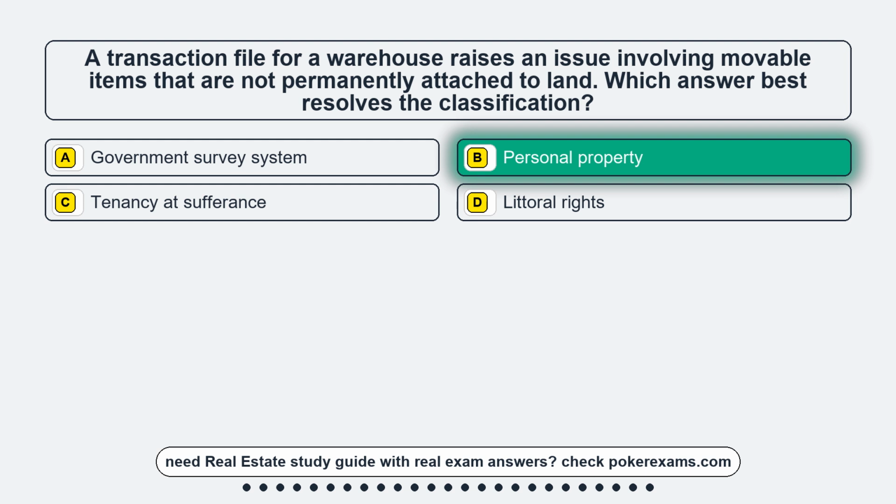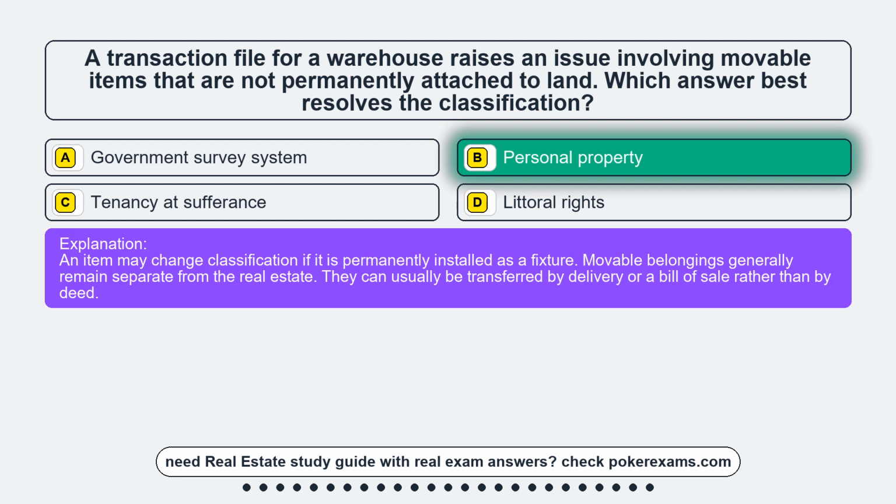Personal property. An item may change classification if it is permanently installed as a fixture. Movable belongings generally remain separate from the real estate. They can usually be transferred by delivery or a bill of sale rather than by deed.